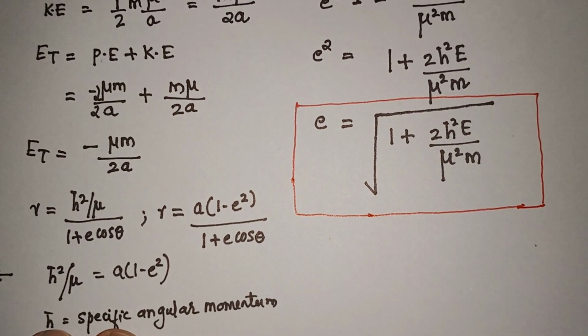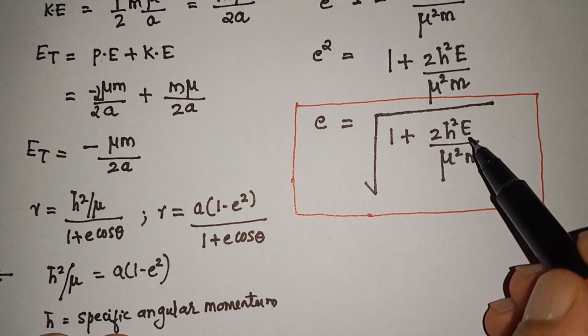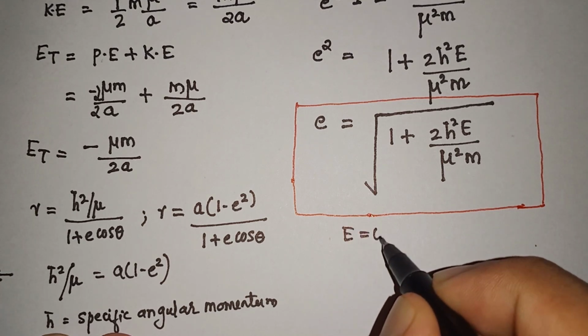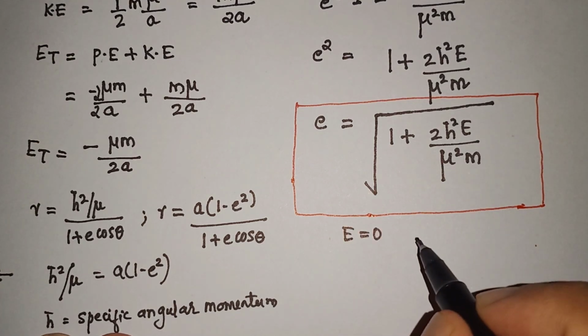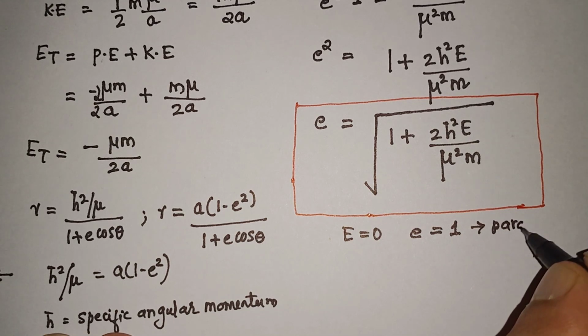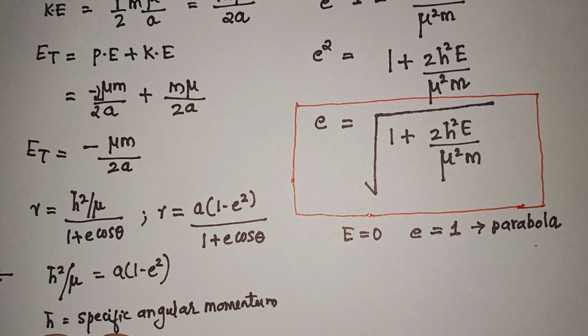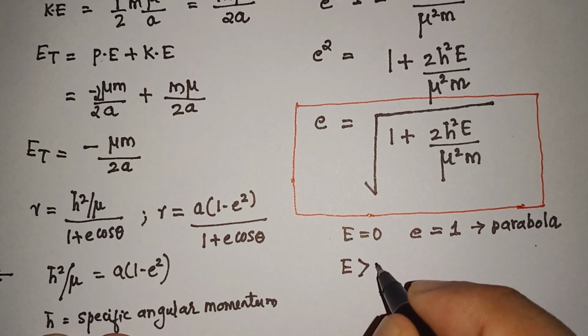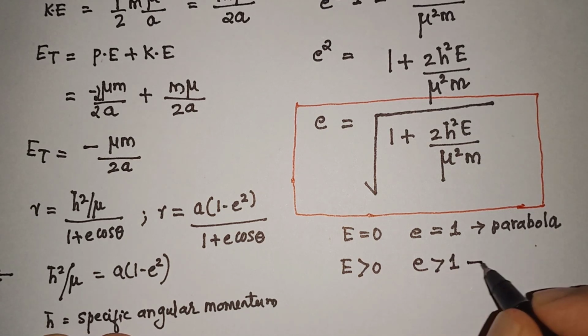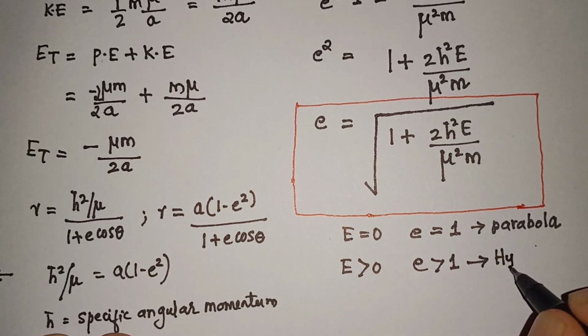Now let us do some analysis here. Let's say my energy level is going to be 0. The orbital energy is going to be 0. That means your e value is going to be 1. So this corresponds to a parabola. Now let's say my energy is going to be greater than 0. Then obviously your e value is also going to be greater than 1. So this corresponds to your hyperbola, as per the eccentricity studies we have done so far, as per the conic section and all.